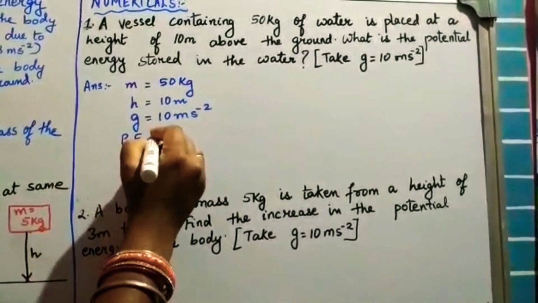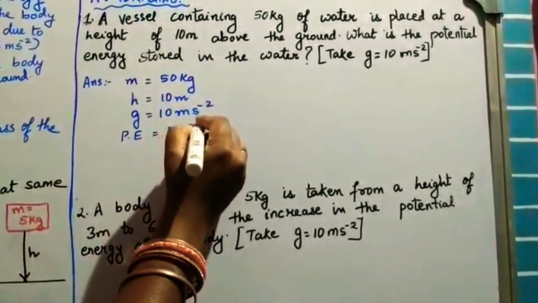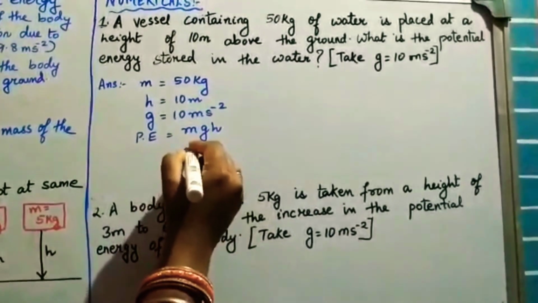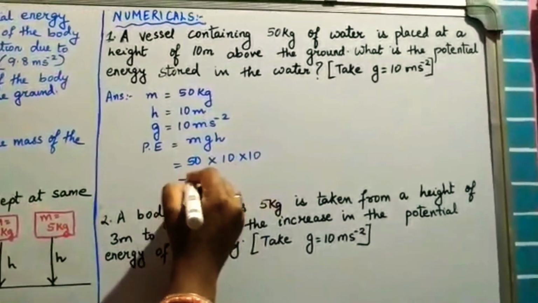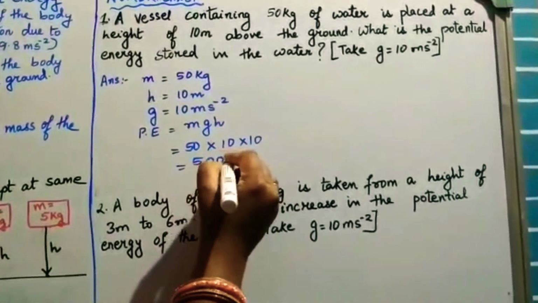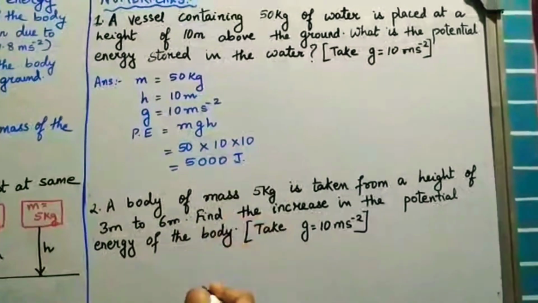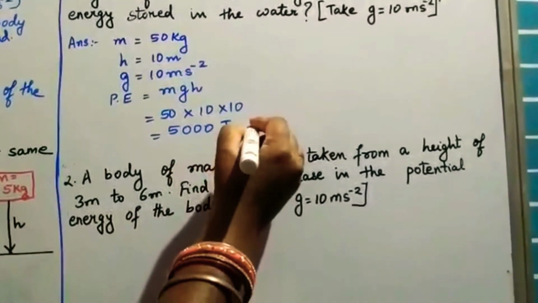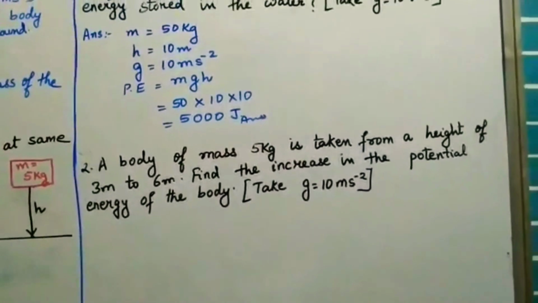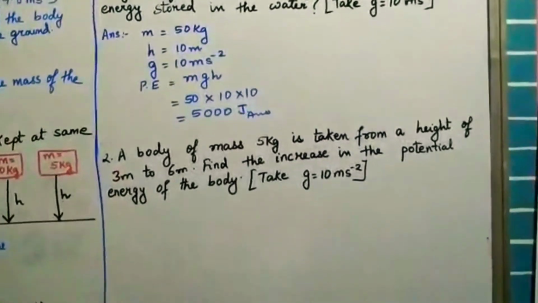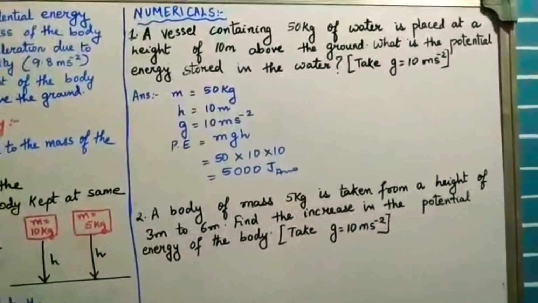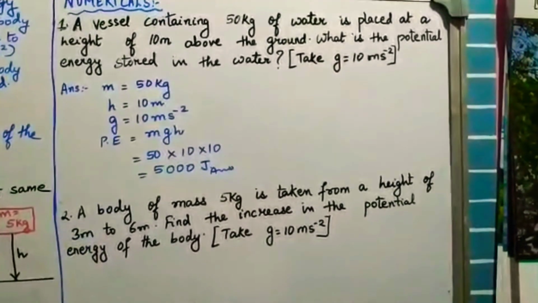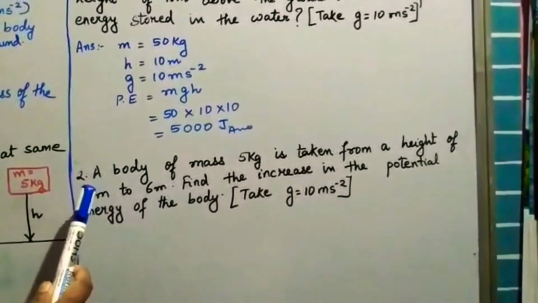The potential energy formula was mgh. So 50 into 10 into 10, we get 5000 joule. The unit of energy is joule. So let it be potential, let it be kinetic, any energy, the unit is joule. Well, I suppose all of you could understand the first one. Let us come to the next.